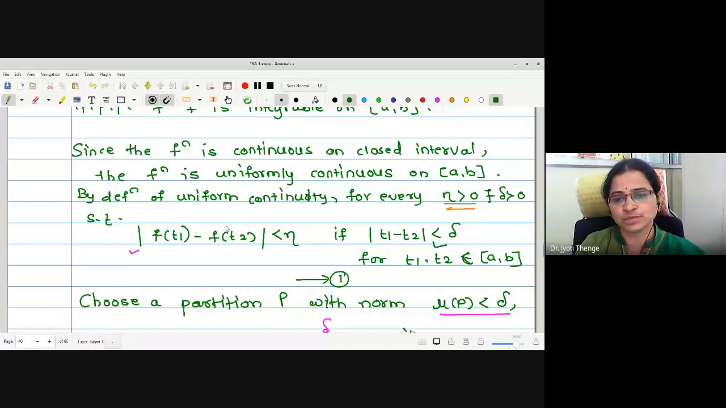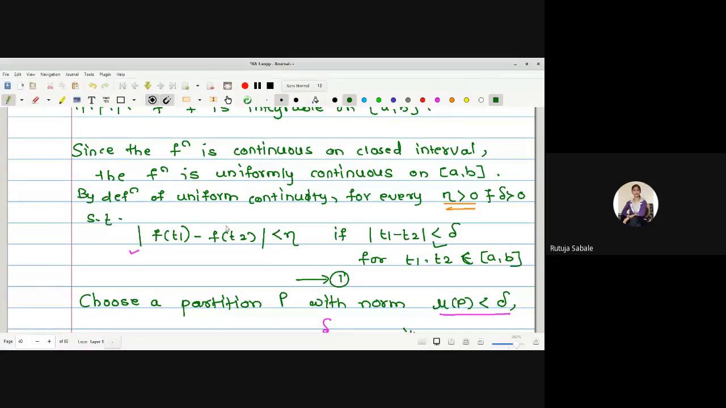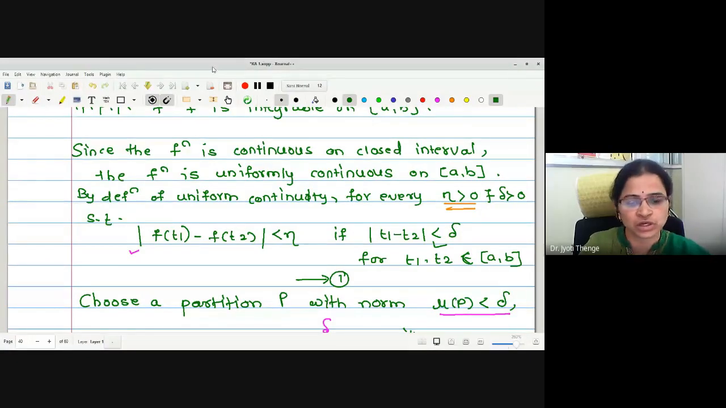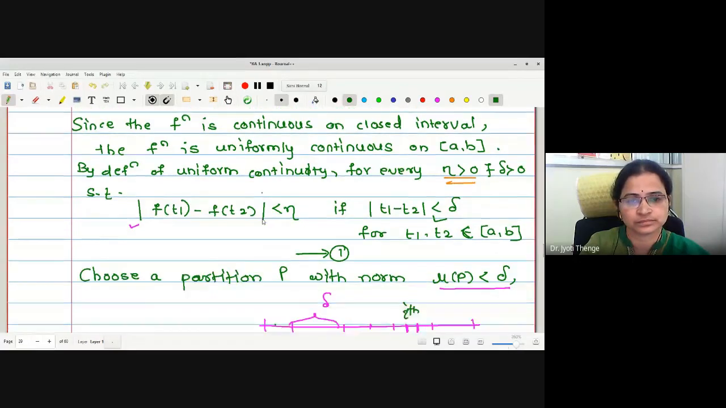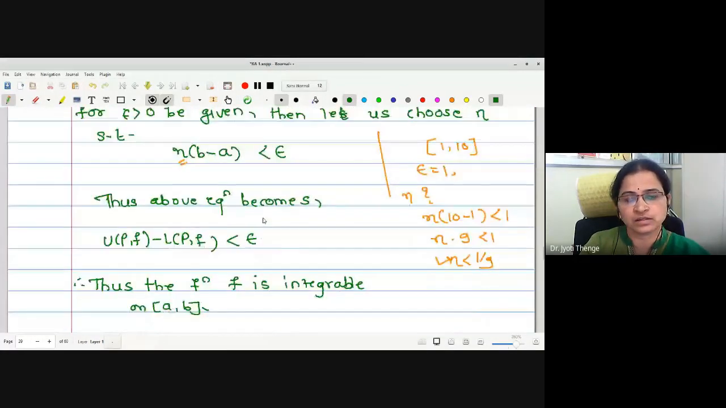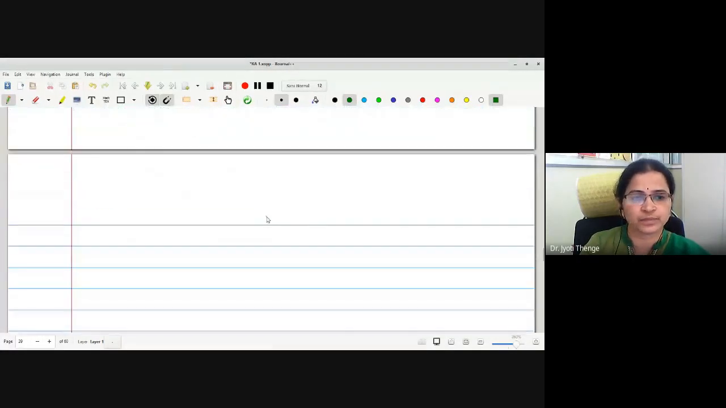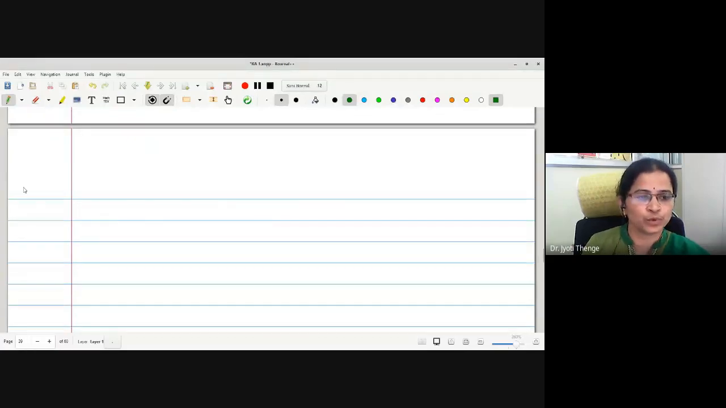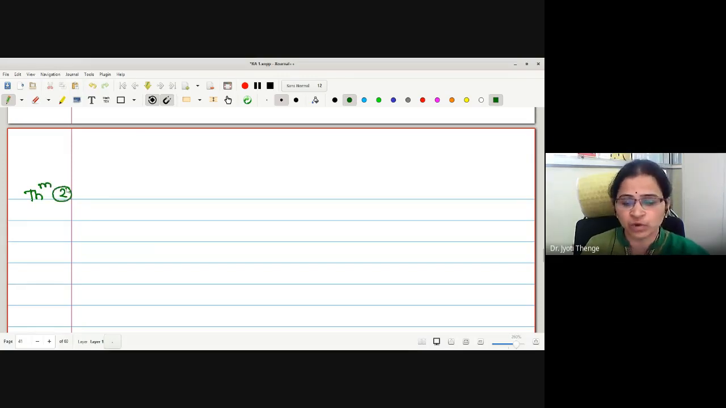Yes, any doubt about the proof? No, ma'am. Okay, if not, let us go to the second theorem. In the second theorem, now we are proving that a monotonic function is integrable. Can anyone tell me what is a monotonic function?